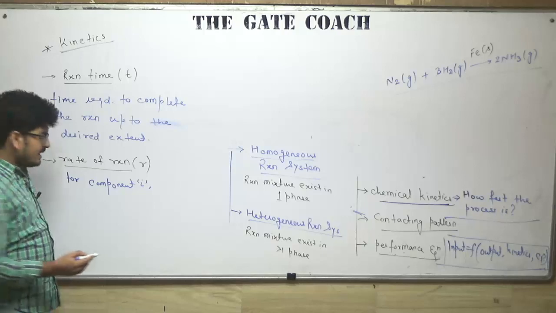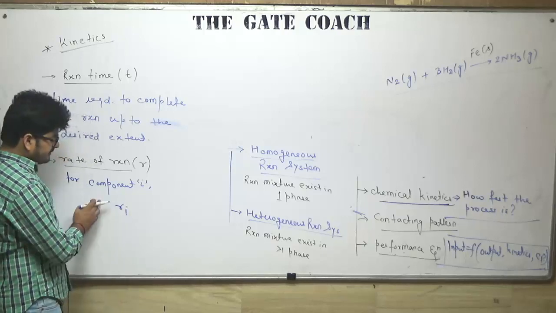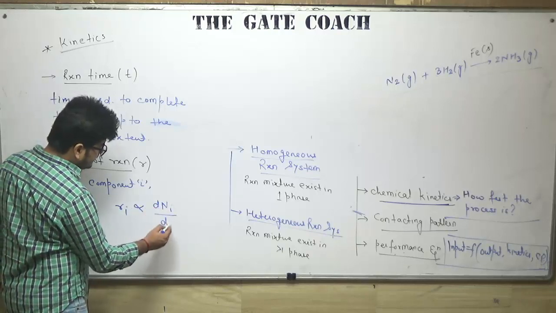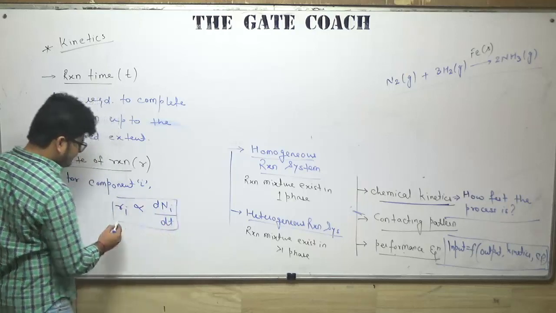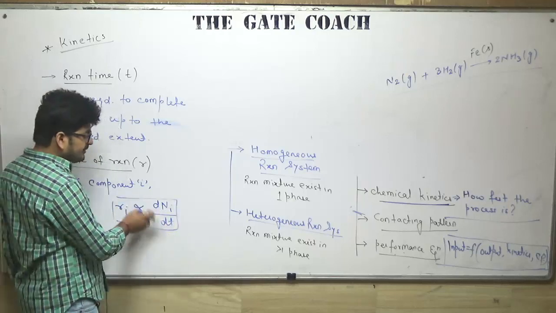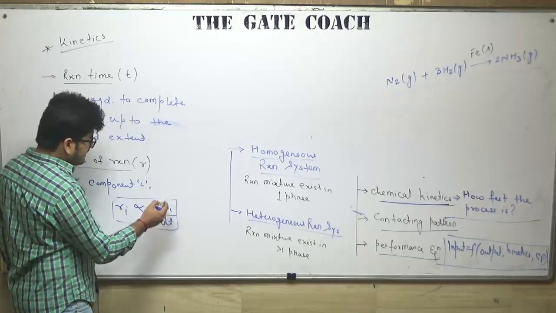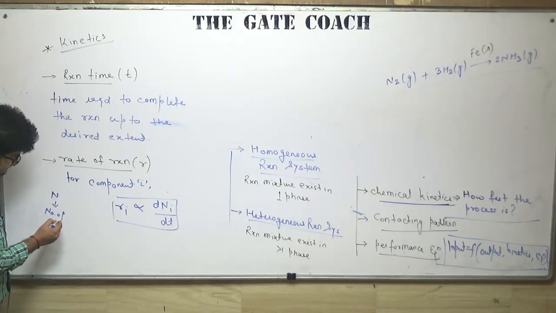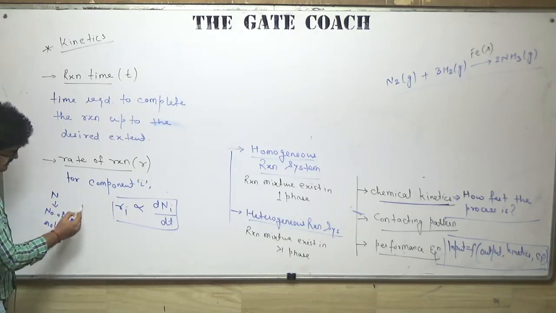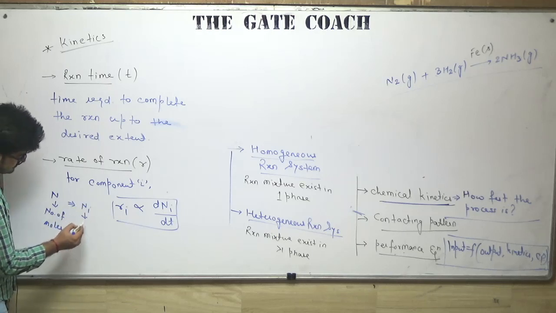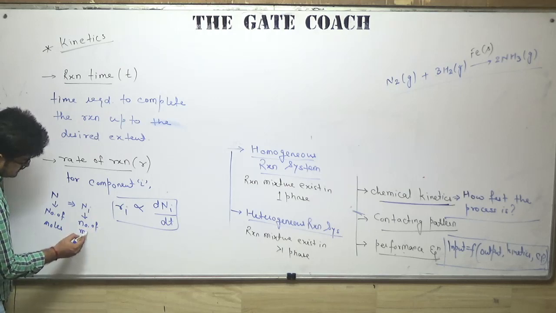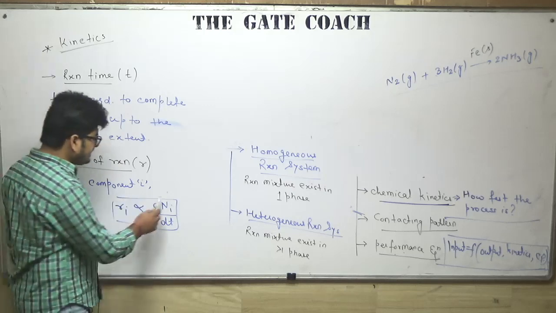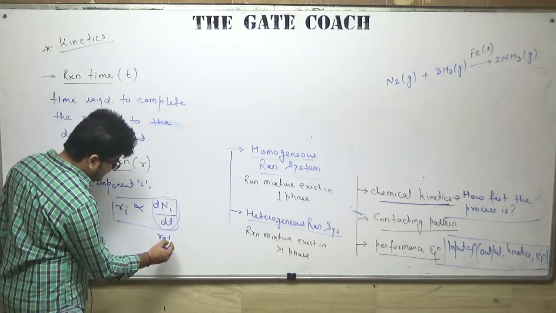if I want to define, I know that rate of reaction with respect to component i will be directly proportional to dNi over dt. dNi over dt means rate of change of moles of component i, where capital N is used to represent the number of moles. So Ni means number of moles of component i. So dNi over dt means rate of change of moles of component i.